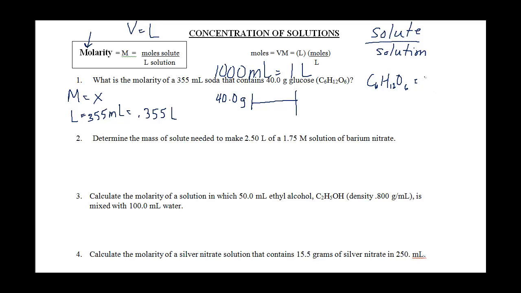And we get a molar mass, and I'm going to use it to 4 significant figures because I'm going to use more than it gave me. So use your molar mass, 180.2 grams, and this is going to tell me how many moles do I have. So I have 0.222 moles.